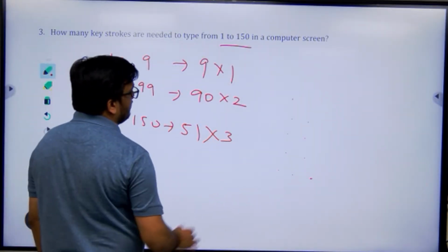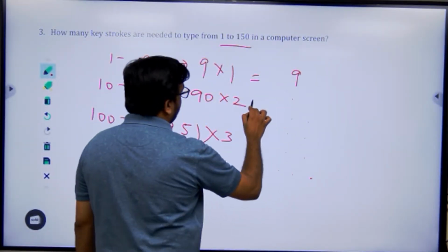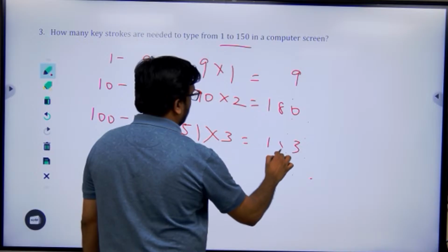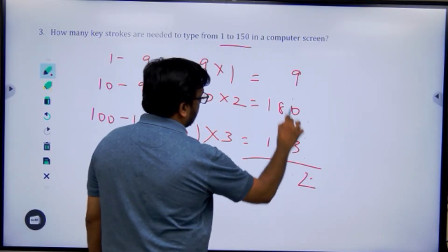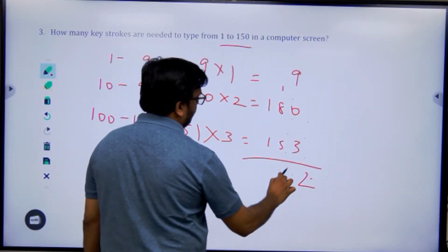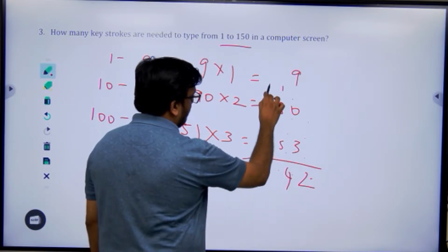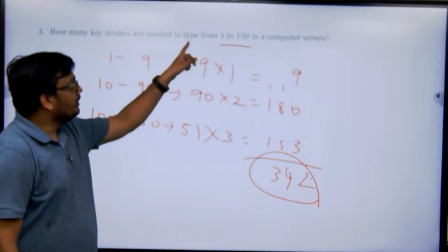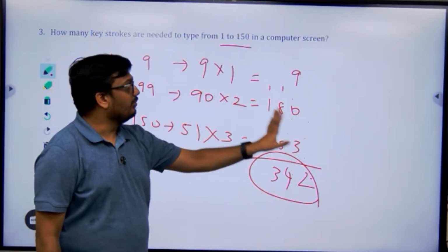It is of 3 digits. 9 ones are 9, 9 2s are 180, 3 ones are 3, 3 5s are 15. 9 plus 3 is 12, 8 plus 1 is 9, plus 5, 9 plus 5 is 14, 1 carry. 342 keystrokes are needed to type 1 to 150 on a computer screen.